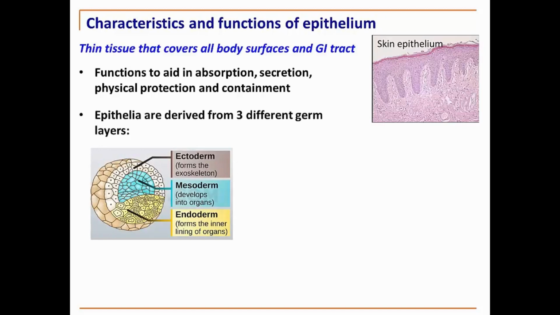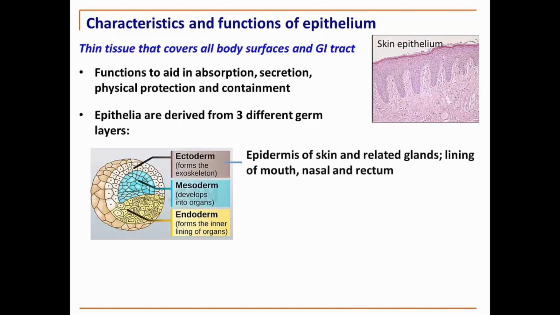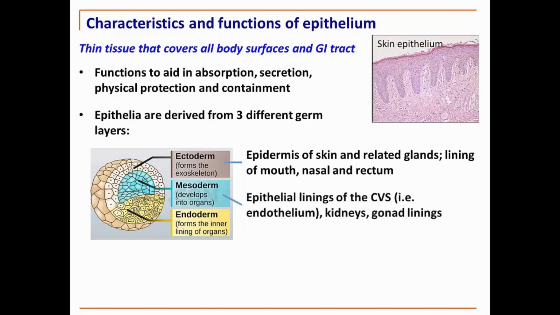And the epithelia are derived from three different germ layers, which you'll come to later when you start to look at embryology. And if we look at the first outer layer there, you can see the ectoderm, and as it says, forms the exoskeleton. And when we're thinking about that, we're thinking of things like the epidermis of your skin and related glands, lining of your mouth, the nasal and the rectum. And the ectoderm also goes on to form our nervous system.